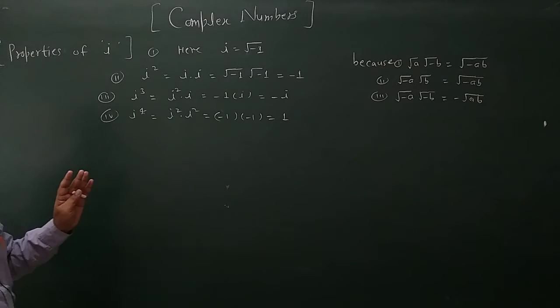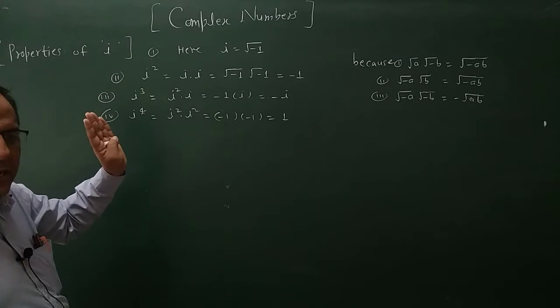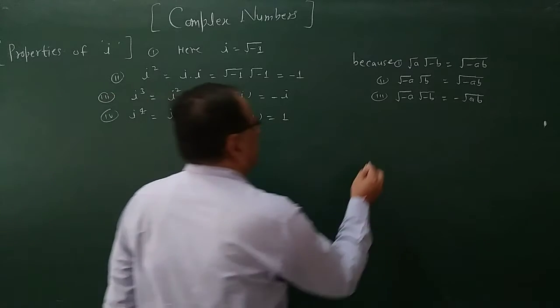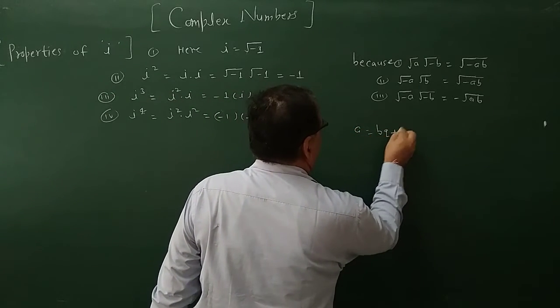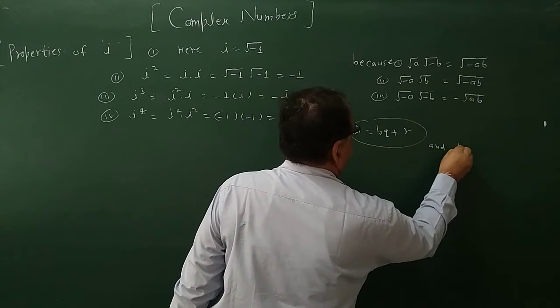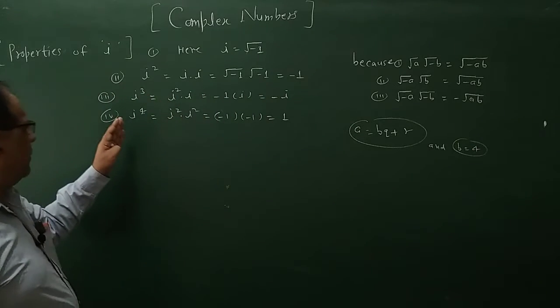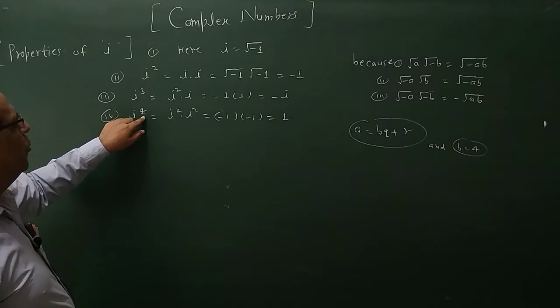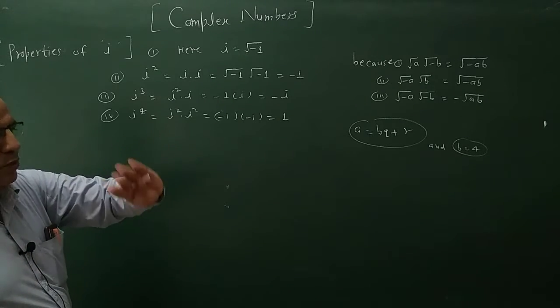If the power is greater than 4, then we can use the Euclid lemma a equals bq plus r, and here b should be equal to 4. So when the power comes greater than 4, we can go through a equals bq plus r, and b should be equal to 4.